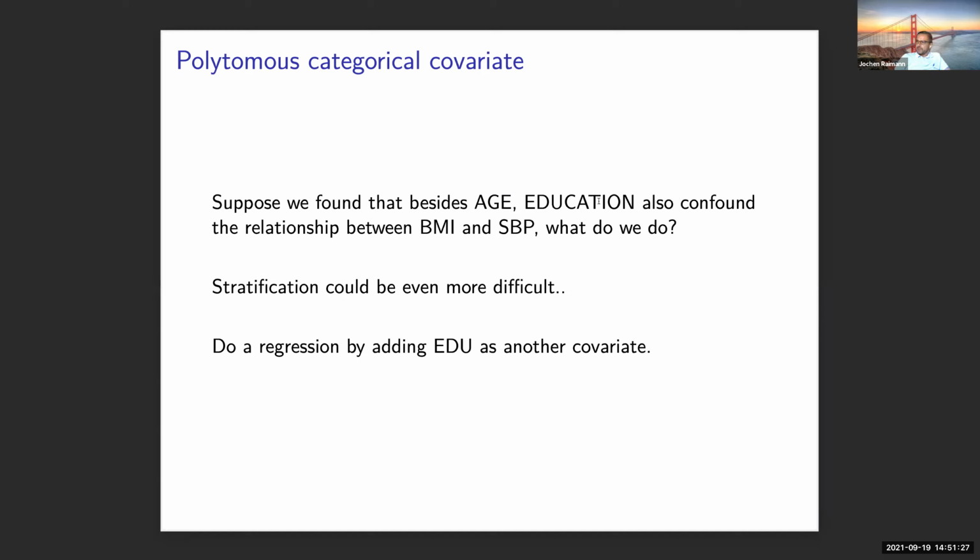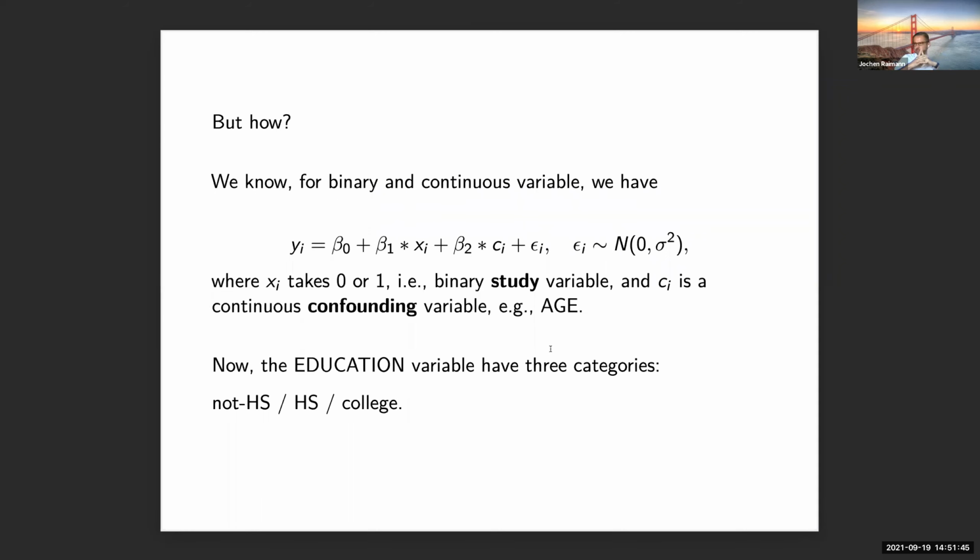Suppose we found that besides age, education also confounds the relationship between BMI and SBP. What do we do? Stratification would be even more complicated, but we can do a regression by adding EDU, education, as an additional covariate. How? Well, now it's getting a little tricky. So far we have added confounding binary variables, which is easy, right? It's a 0 and a 1. Now with education, we actually have 3 categories: no high school, high school, or college.